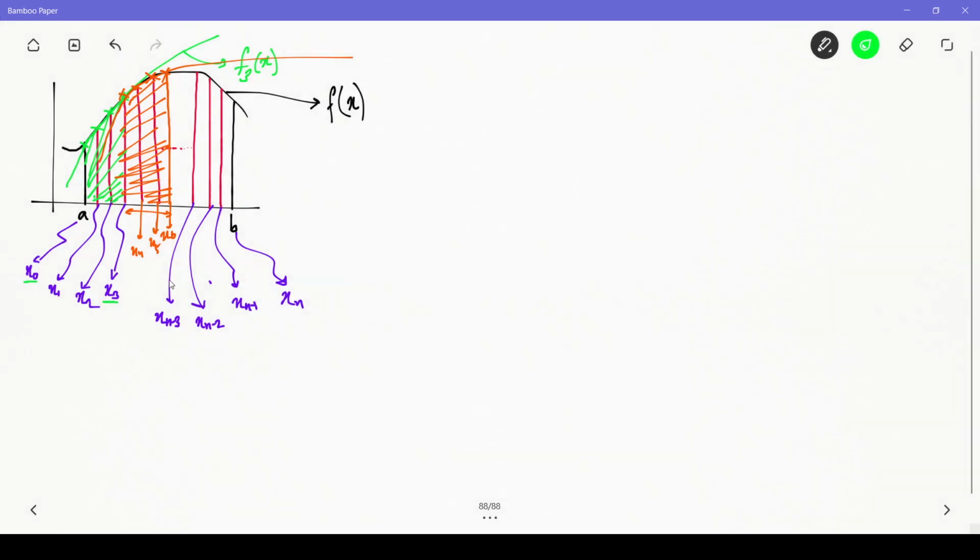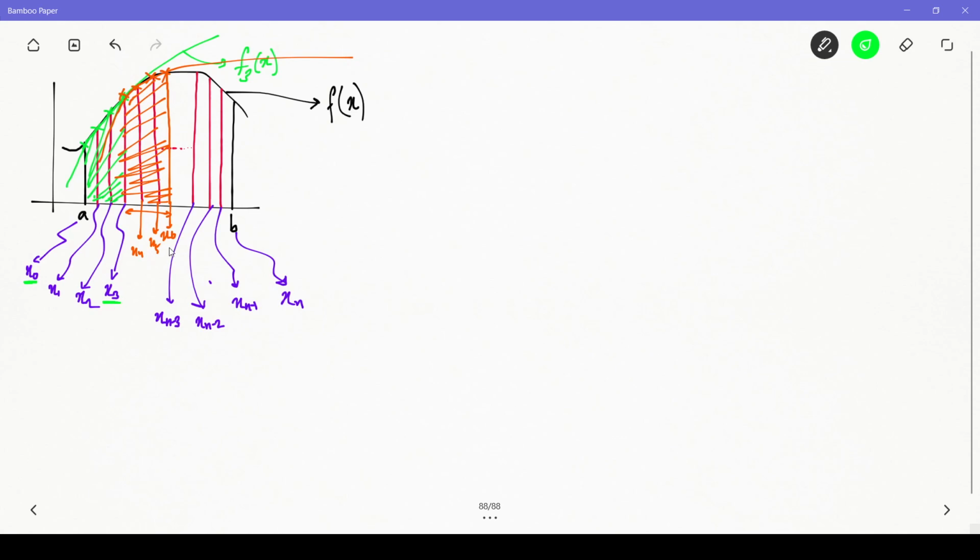Another thing to notice is that since we are working with three consecutive segments, each group of segments starts and ends with indices of x values that are divisible by 3. So from x naught to x3 we are performing one application of Simpson's 3/8 rule, the non-composite version.